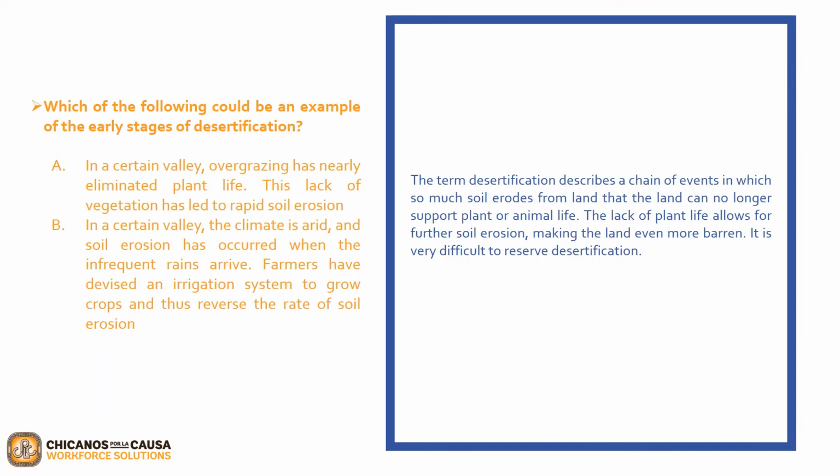For this particular question, the correct answer is A. In a certain valley, overgrazing has nearly eliminated plant life. This lack of vegetation has led to rapid soil erosion. In answer B, farmers have found a way to combat erosion, so this valley does not appear to be undergoing desertification. Therefore, that answer is incorrect.